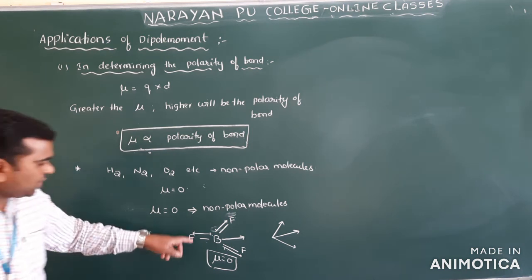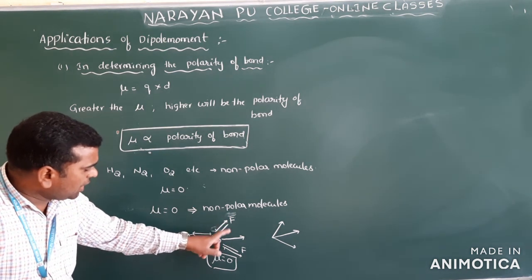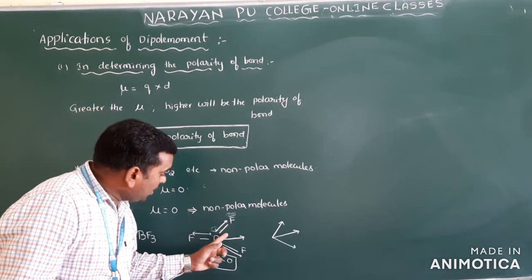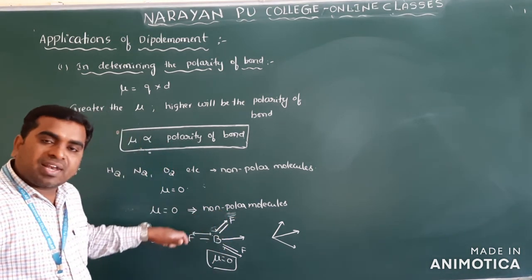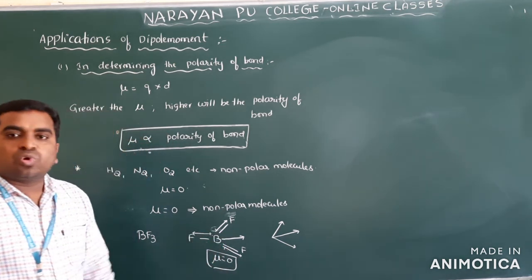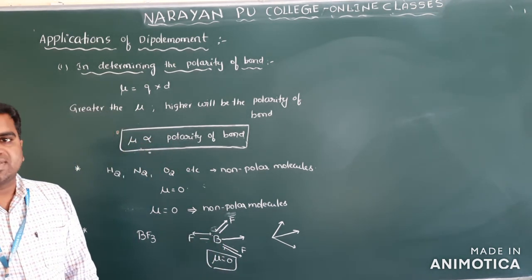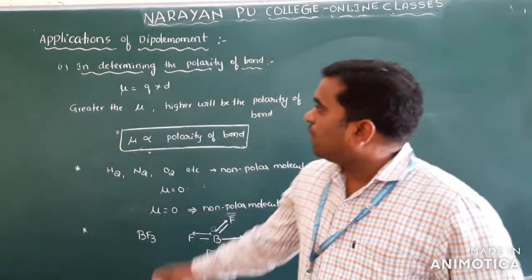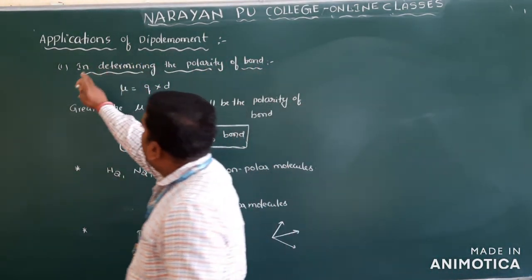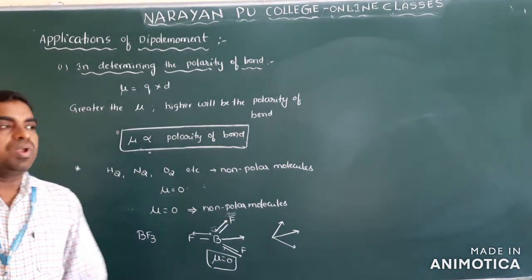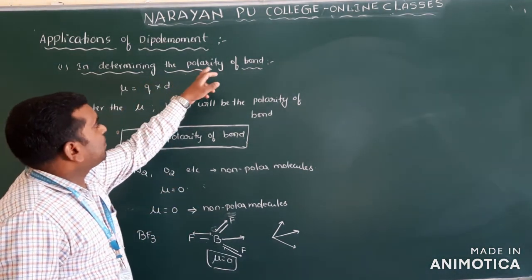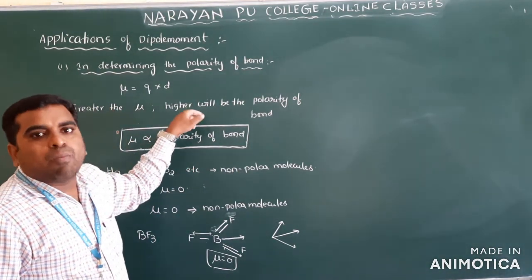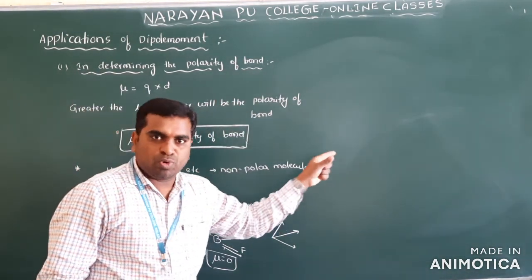My point is, if you take any one bond, the resultant of the other two will be cancelled by the third one. So even though the bonds are polar, the net dipole moment will be 0. Those types of molecules are also considered non-polar molecules. Clear? Using dipole moment we can easily determine the polarity of a bond. If mu is not equal to 0, then the bond is a polar bond.